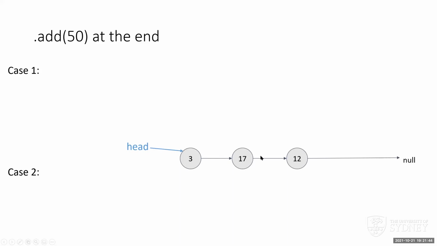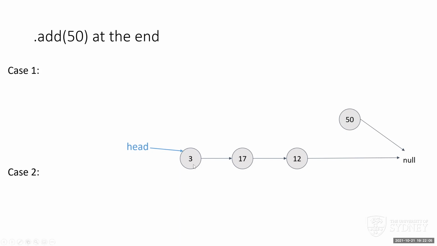Case 2, where we have some data. Case 1 was when there was no data. Case 2, we have some data. We still want to insert 50 at the end of this list, right? Since we want to insert 50 at the end, 50 will point to null. That's what we know. But now we need to figure out which one should be linked with 50.